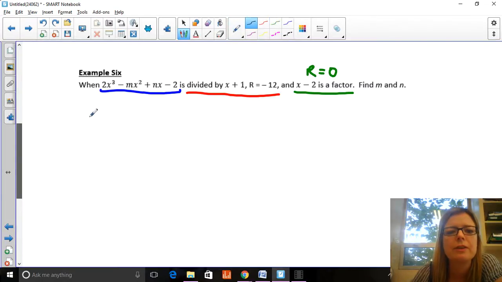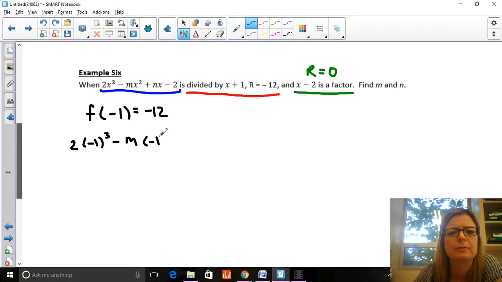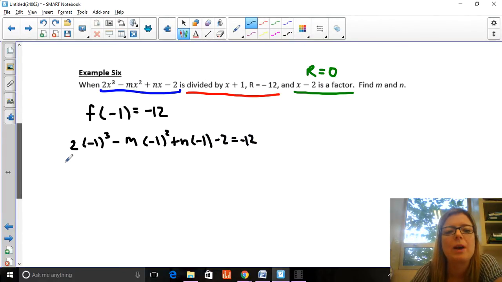So the remainder theorem states that f at negative 1 should be equal to negative 12 then, because when you put minus 1 into the function, it equals the remainder of that division question. And we know that the remainder is minus 12. So what we need to do is put in negative 1 for the function, and set it equal to negative 12, okay? When we simplify this, it'll result in an equation with just m and just n, okay?